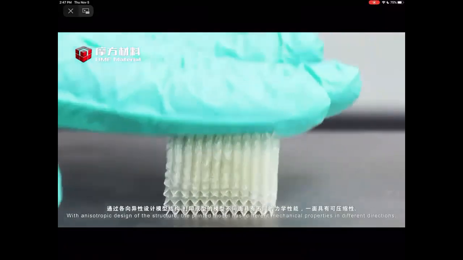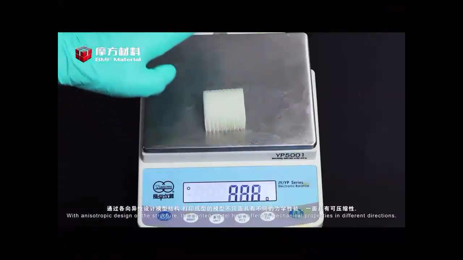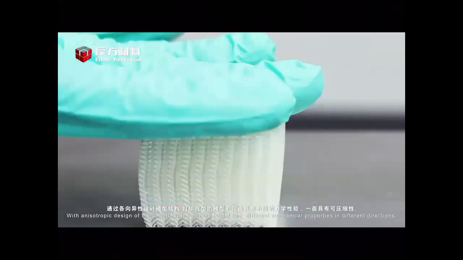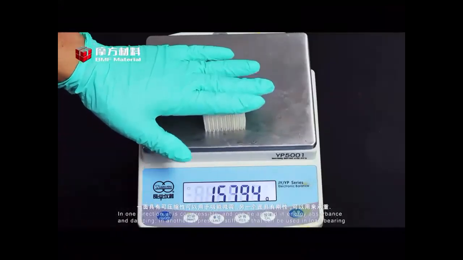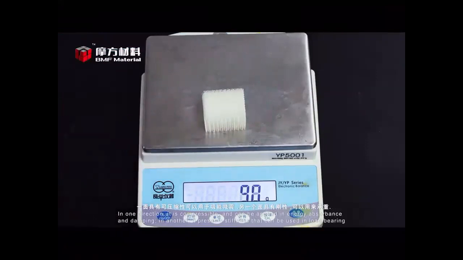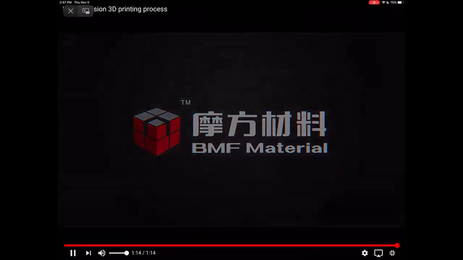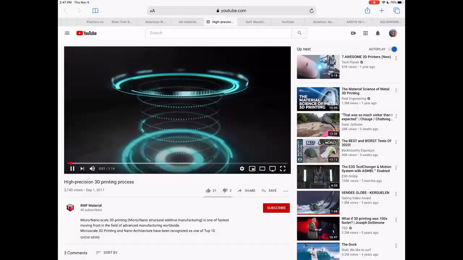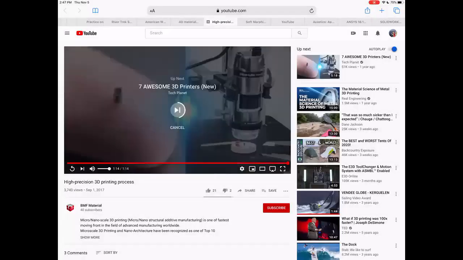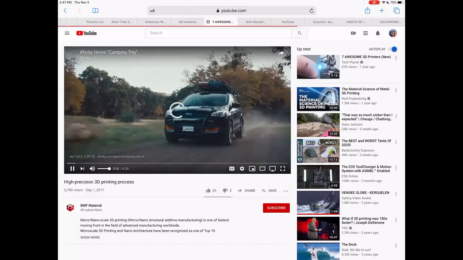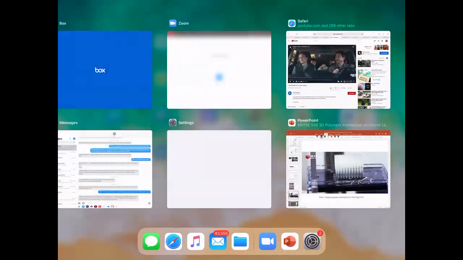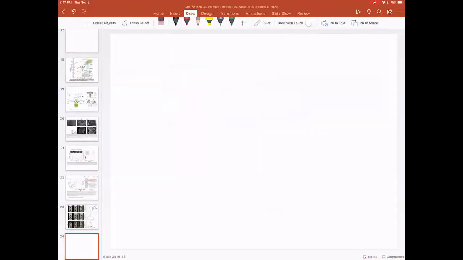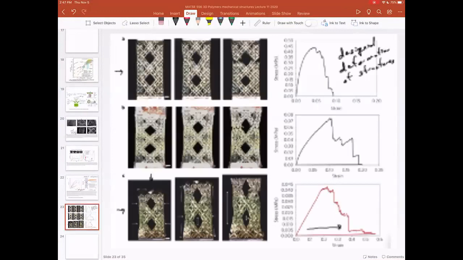So it's flexible, and then it's rigid, all based on the design of that truss. Great. Oh, let me stop that. That's cool.